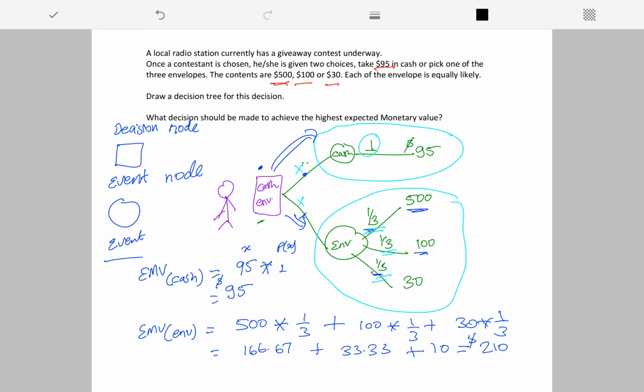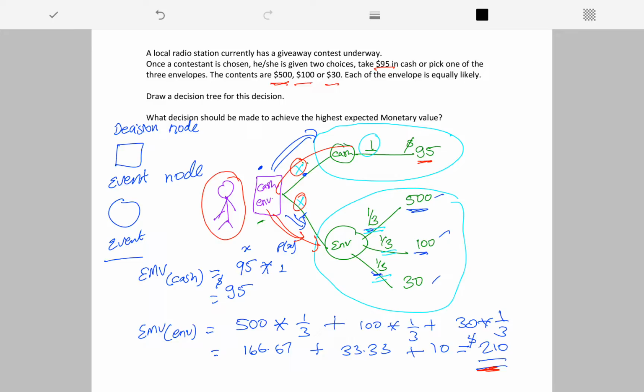Again, the same point I made earlier. There is no way he's going to get $210 in any of the choices when you choose envelope. It's either going to be 500, 100, or 30, right? It's never going to be 210. But the expected value is 210. So a business person, or anybody rational sitting here, has a choice to make, either to choose this or to choose this direction. If he chooses this direction, his expected value is 95. If he chooses this direction, his expected value is 210. Which one should he choose? Well, duh, he's got to choose the envelope.